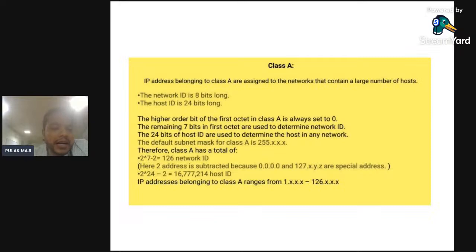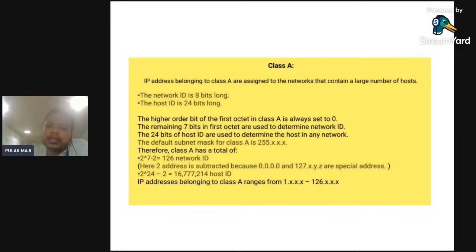So subnet mask means whatever the network ID bits are, if I use all of them as 1, then it comes out to be 255. And what about the host bits? The remaining 3 octets are reserved for the host, and the host bit value will always be 0. So that's why 0, 0 and 0. So that is the subnet mask.